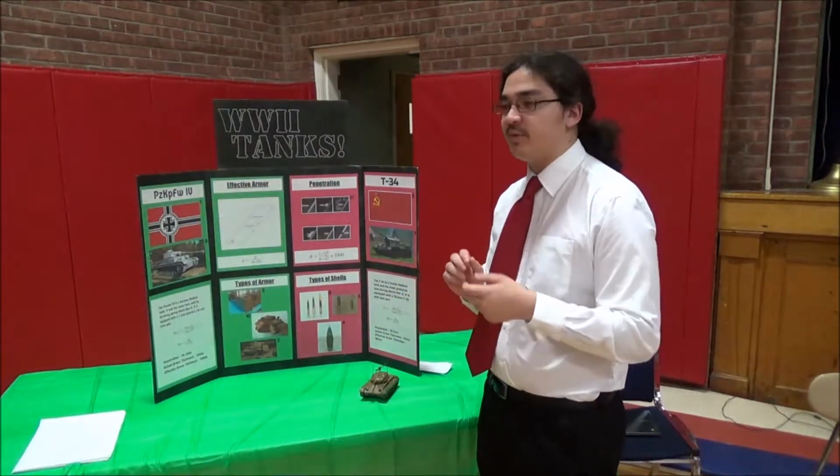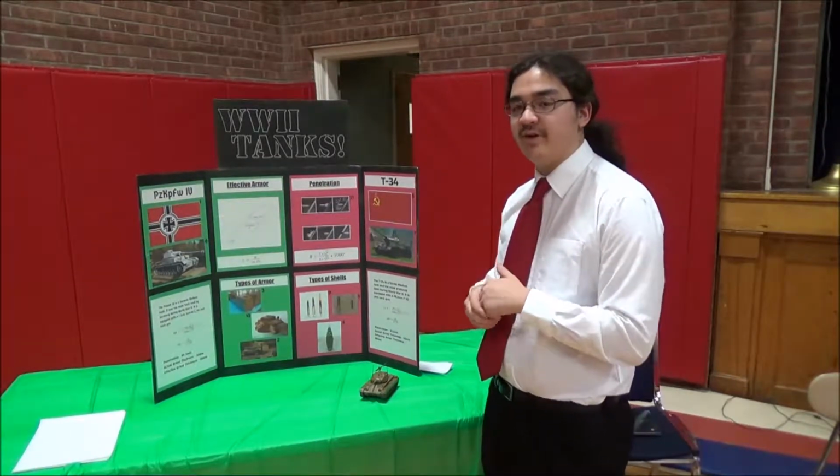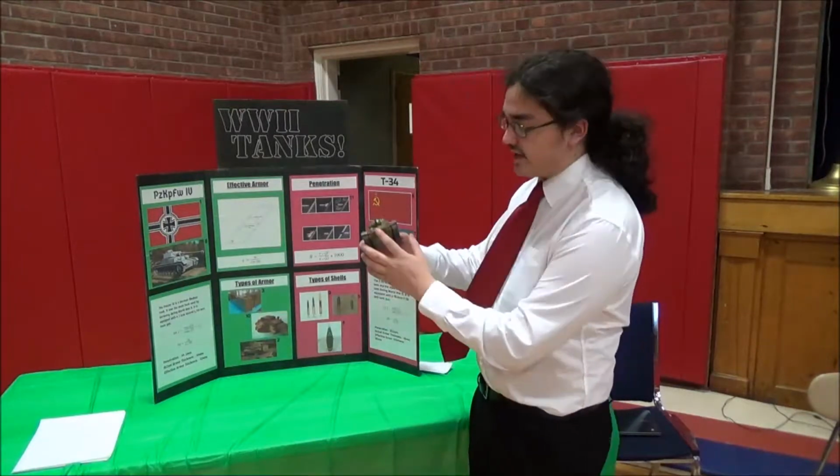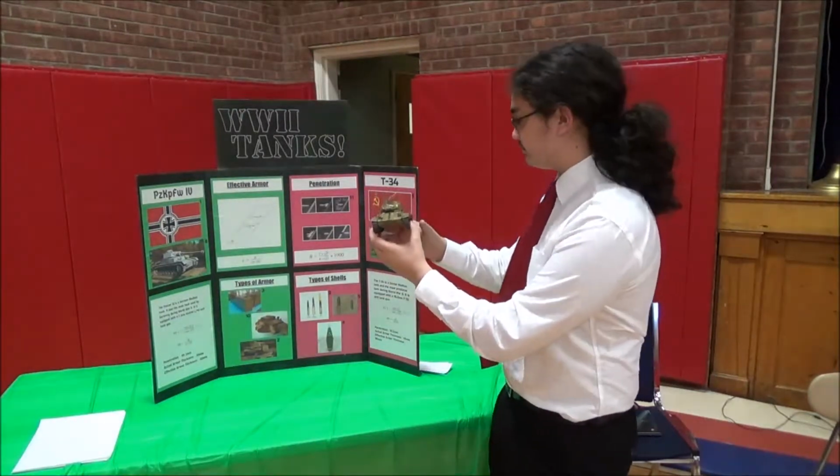There are also different ways that the armor is created, such as rolled homogeneous steel armor, which is when a single steel plate is put through a roller and can be bent by a very small margin. These plates will be welded together, as shown on the front of this tank.